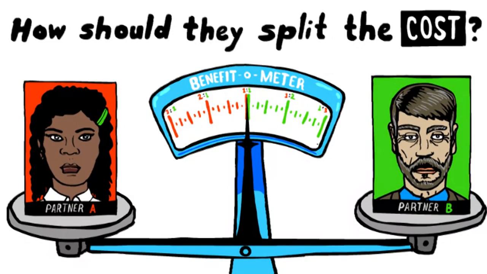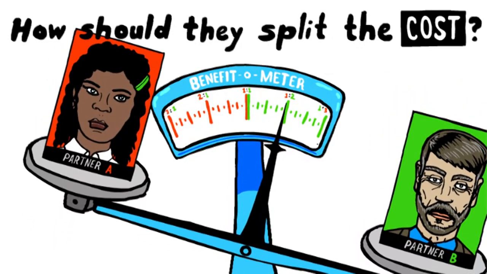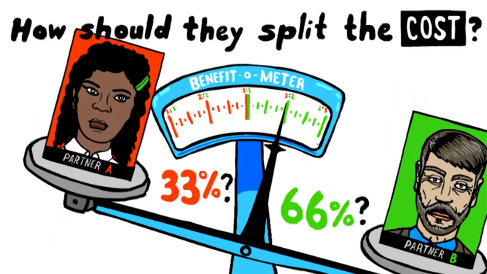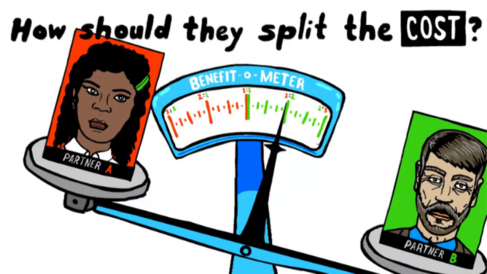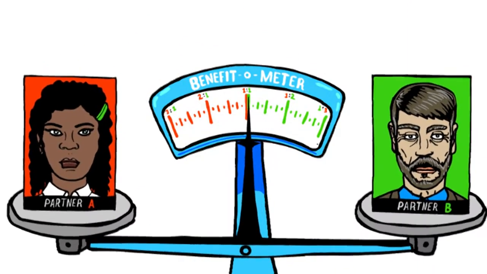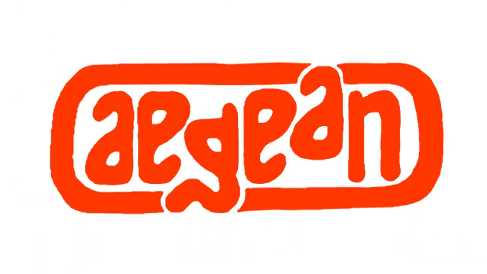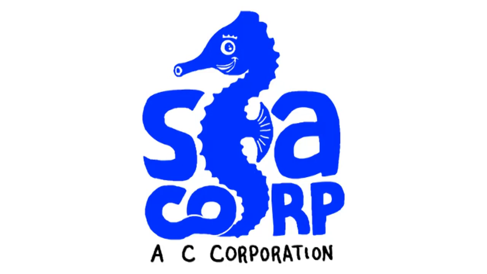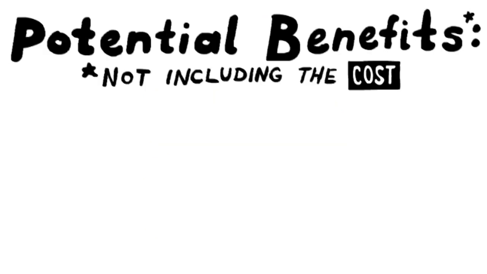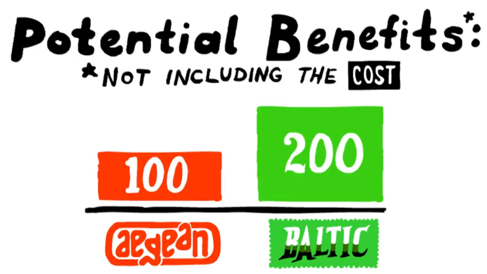For example, what if one has twice the gain of the other? Does that mean it should pay twice as much? I don't think so. But to convince you of that, it'll help to use an example. Let's call the two partners Aegean and Baltic, and they're two divisions of a C corp. The potential benefits, not including the cost of the project, that accrue to A and B are 100 and 200.